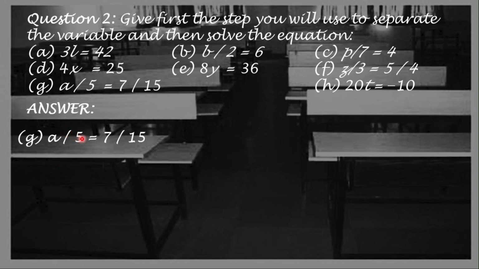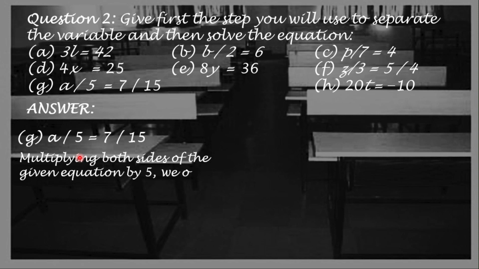So what we need to do, we need to remove this 5 from here. Okay. So see, along with A there is a 5, between the slash. So what does it mean? We are dividing by 5. Am I correct? So opposite of divide is what? Multiply. So multiply 5 both sides. So what we'll do? Multiplying both sides of the number with 5.